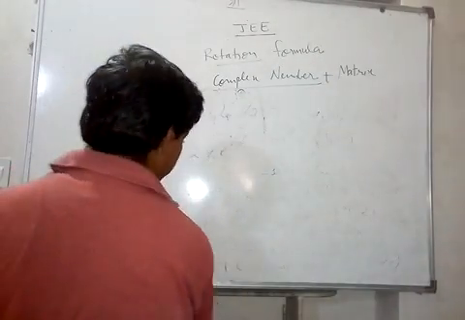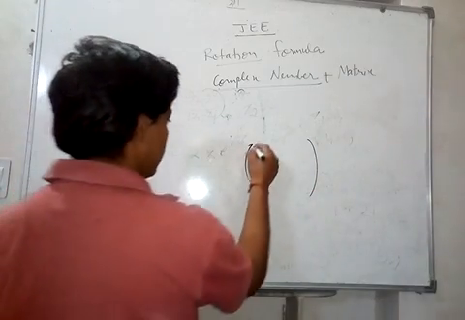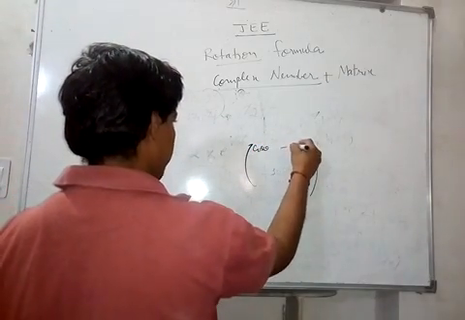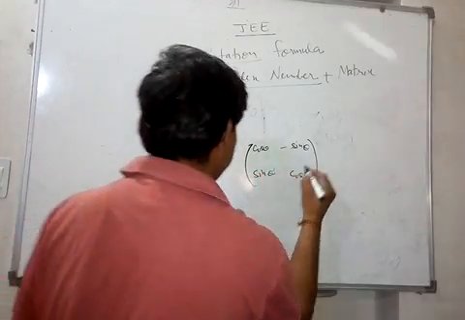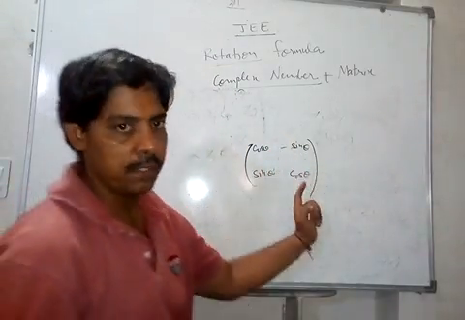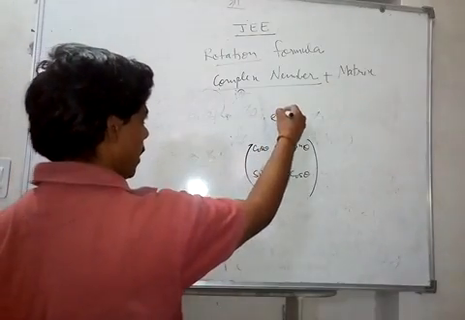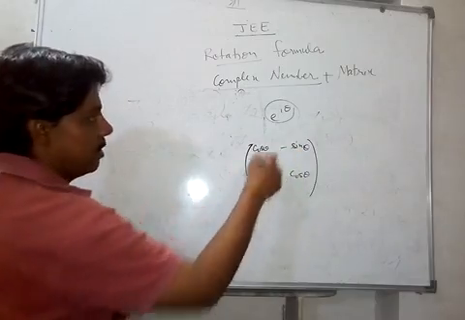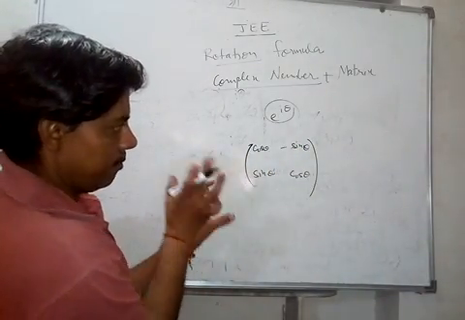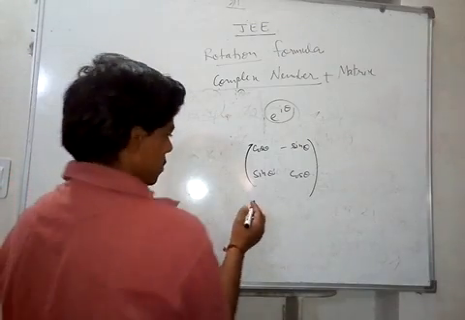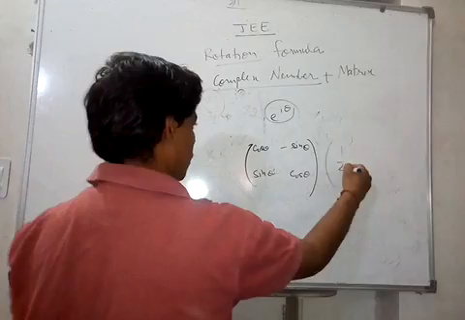Suppose we have, consider a very important matrix here. You have to write cos theta, minus sin theta, and here sin theta, and here cos theta. This is representing a complex number actually, and I will tell you how. So in our formula we are writing e to the power iota theta. This is nothing but e to the power iota theta.